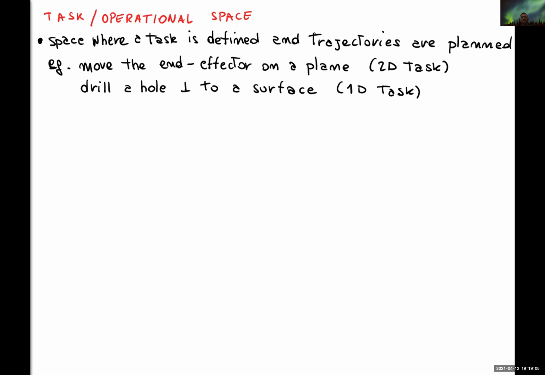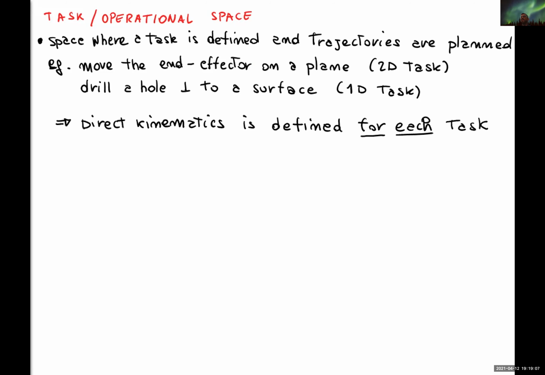And the important thing is that the direct kinematics is defined for each task. So we first define the task, we have a joint space that is always the same, and we can find this direct kinematic mapping for each task. So the direct kinematics depends on the task.